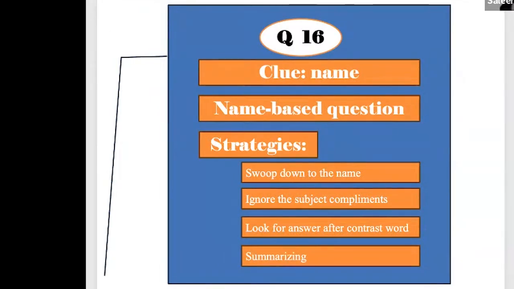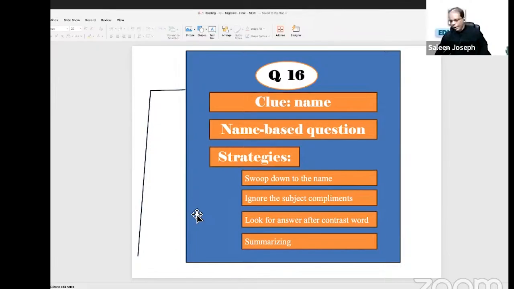If you have gone through the previous video that was uploaded about OET sample 1 reading A, B, C, you will find at least 4 or 5 questions of this nature, which I am explaining now. The clue is a name. This can be called a name-based question. Strategy: immediately swoop down to the name in the text. If there is a name in the question stem, immediately spot that place in the text. Ignore the subject complements. Look for the answer after the contrast word. If there is a contrast word, there could be more than one clue. Here there are two clues: one is the name, another is the contrast word.